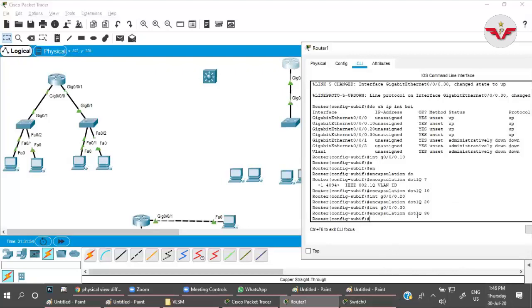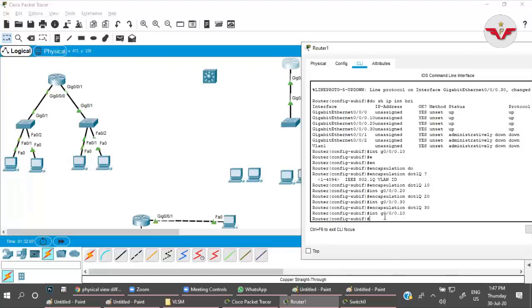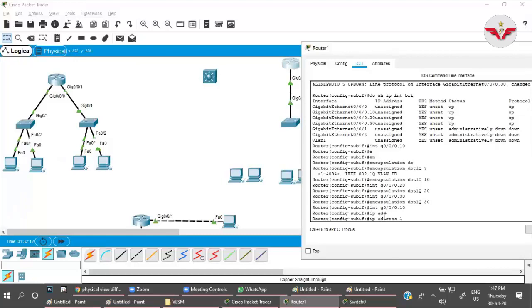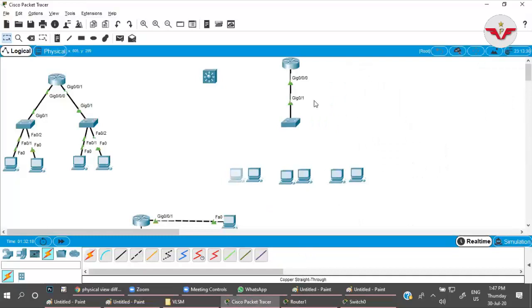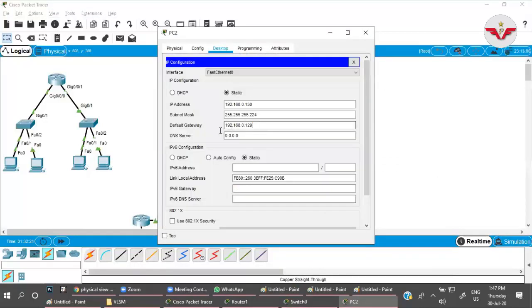So this sub interface, int g0/0.10, is for the faculty network. I will provide the IP of that network. IP address 192.168.0. What was the default gateway of these PCs? 129, right? So I'm going to provide this IP to the router with subnet mask 224.